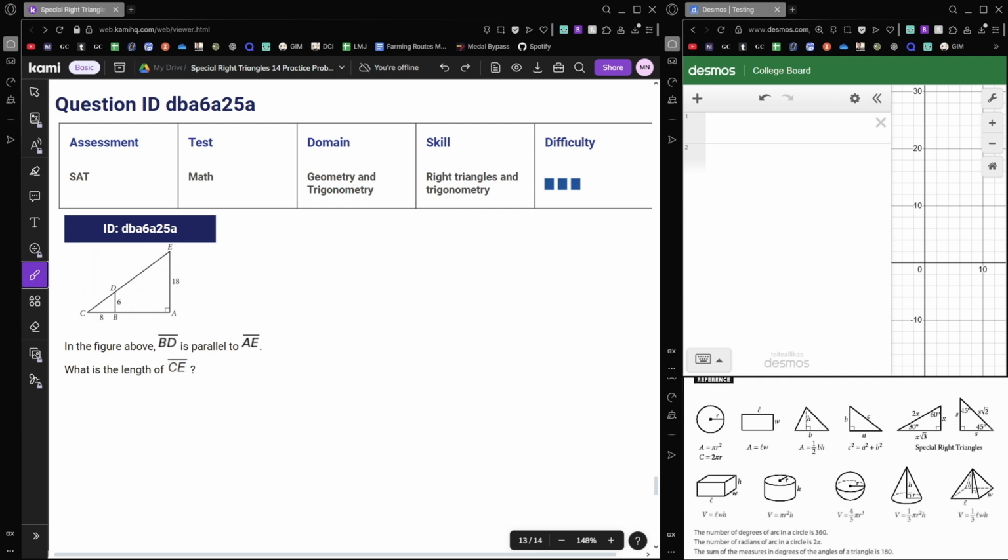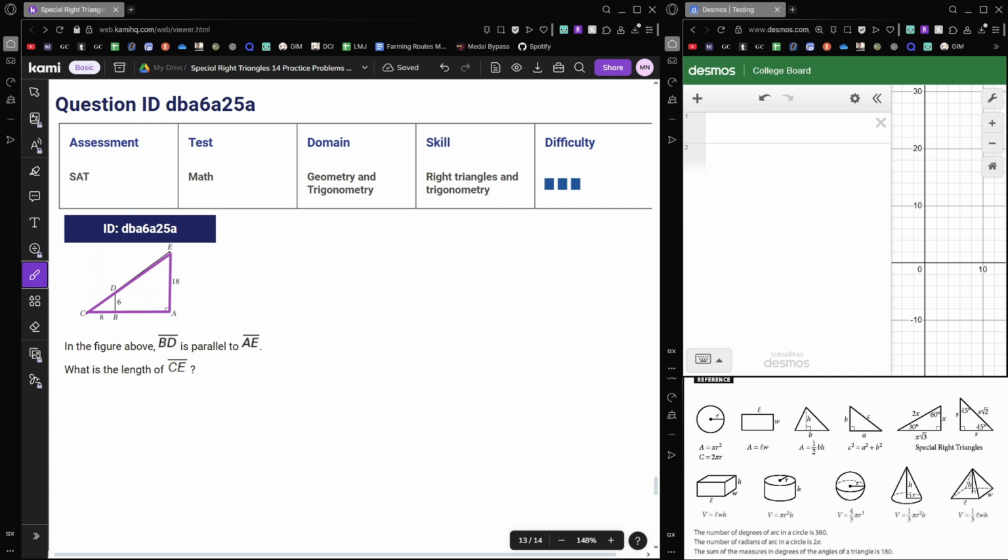Question number 13. In the figure above, line BD, so this line right here, is parallel to line AE, so this line right here. What is the length of line CE? So we're trying to find the length of this line right here. In our figure, you'll notice that there are two triangles. You have the smaller triangle, triangle DCB, and then the larger triangle, triangle ECA. So here we actually have a set of similar triangles.